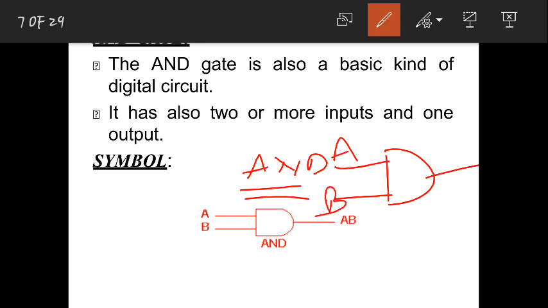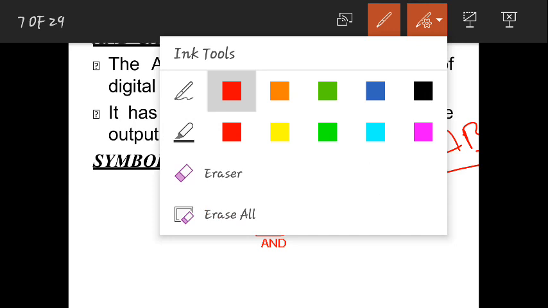Here see, in the OR gate the output was A plus B, A or B, that is called OR. For this AND gate you will have A dot B. This dot is nothing but your AND operation. It will somewhat work like a multiplication operation, but you can't say it as multiplication. You will call it an AND operation. So how will this work? We will see.